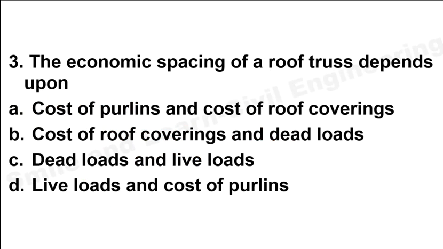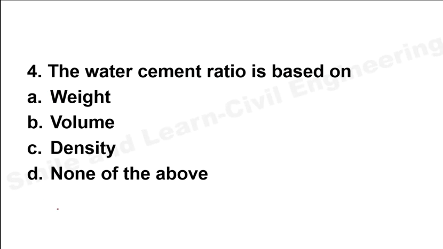Next question. The economic spacing of a roof truss depends upon, so the correct answer will be option A, cost of purlins and cost of roof coverings. Next question. The water cement ratio is based on, so you all know the correct answer is obviously weight of water by weight of cement. That is the water cement ratio, important as it determines the workability, the consistency, all these factors, and the strength depends on this ratio.